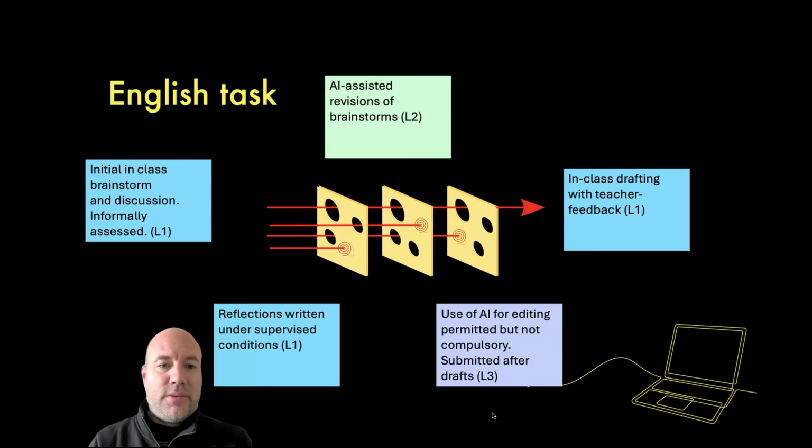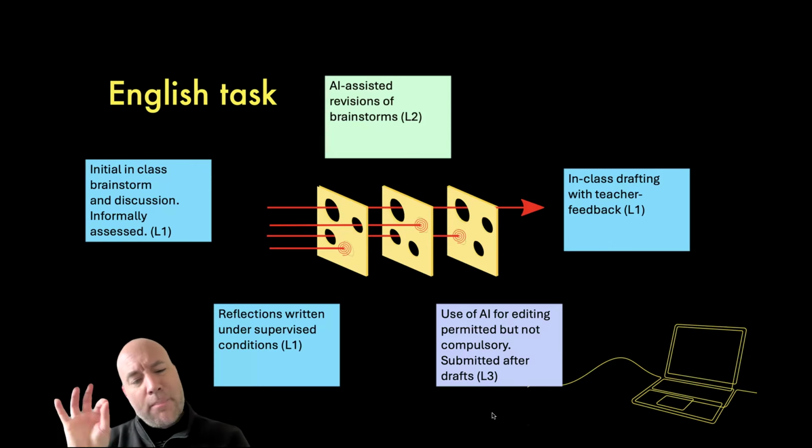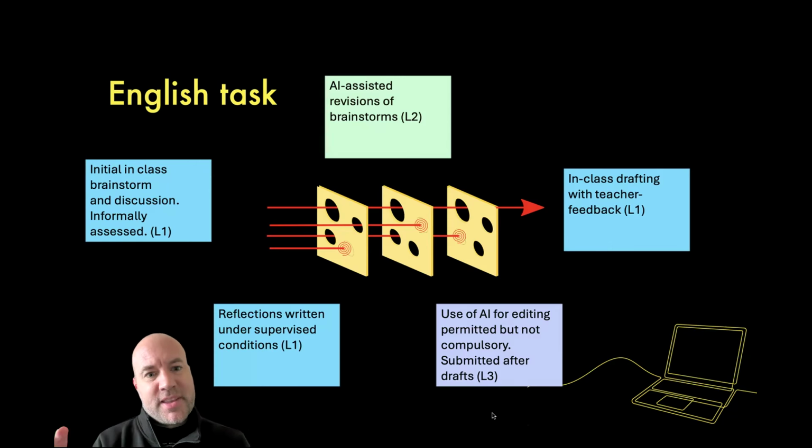Then I'm going to move on to some AI assisted revisions of brainstorms. Now, they could do this out of class, okay? I don't need to supervise them doing this. But this task is its own separate slice of Swiss cheese. It's going to be judged on its own merit. I could just assess this as satisfactory or not satisfactory, or I could just collect it as a normal, informal piece of evidence in that overall chain of evidence.